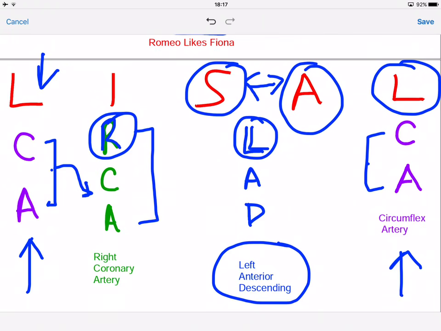So we've got our circumflex artery, our right coronary artery, left anterior descending, and our circumflex artery representing the lateral section of the ECG. I hope this was useful.